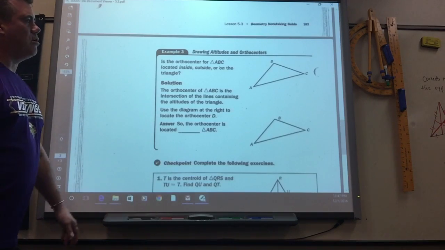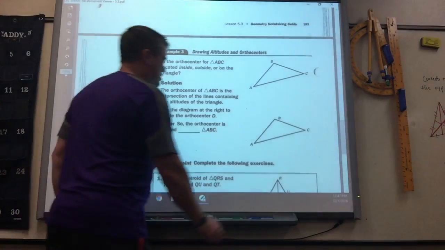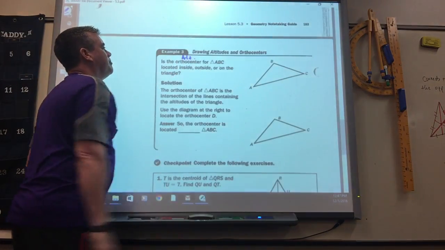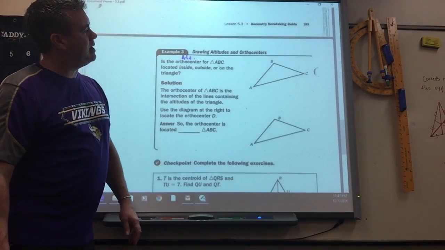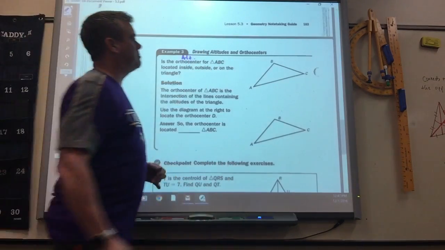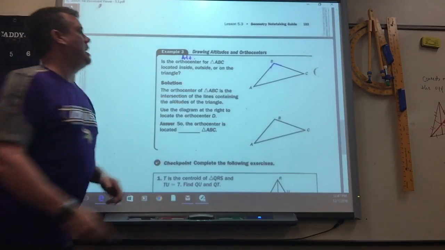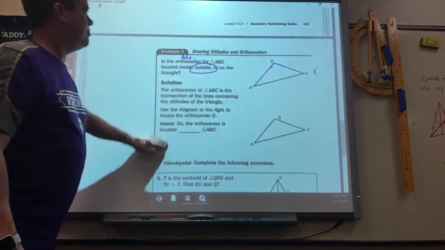Okay, so I'll leave that up there for your assignment to look at. Now, the orthocenter is the altitude. On this triangle, is it inside, outside, or on it? Well, is that acute, right, or obtuse? Obtuse. It's obtuse. This angle's a little more than 90. So it is outside.